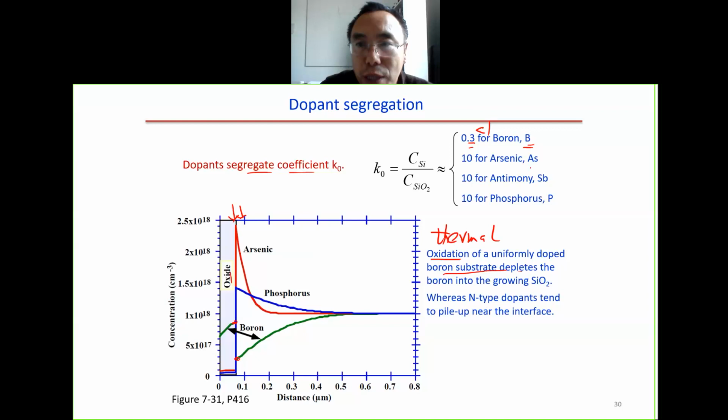For the other dopants, arsenic, antimony, and phosphorus, this one is roughly 10. You can see here, the dopant concentration in the growing thermal oxide is like 2 times 10 to the power 17. Inside the silicon, it becomes nearly 2 times 10 to the power 18. So it's about 10 times. Now this is the dopant segregation when we do the thermal oxidation of the wafers.